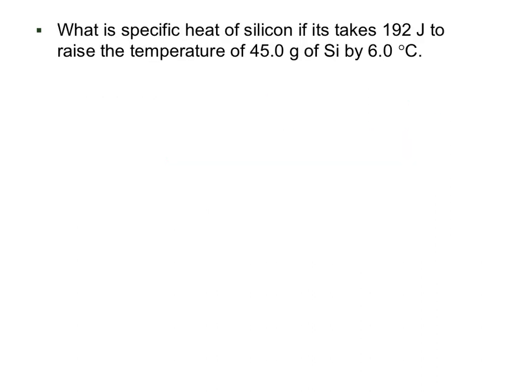If we know the heat and we know our temperature change, we can also calculate the specific heat given a specific mass of a metal. In this case, we know the amount of heat that it took to raise the temperature of a sample of silicone by 6 degrees, and we want to find the specific heat.